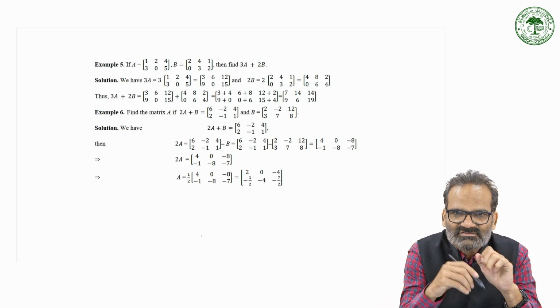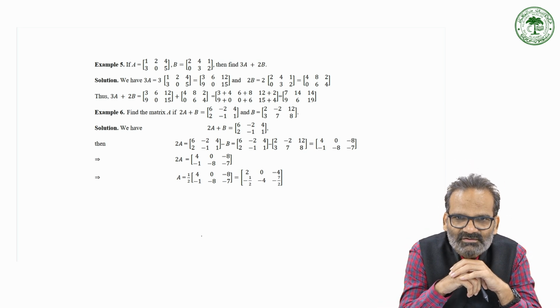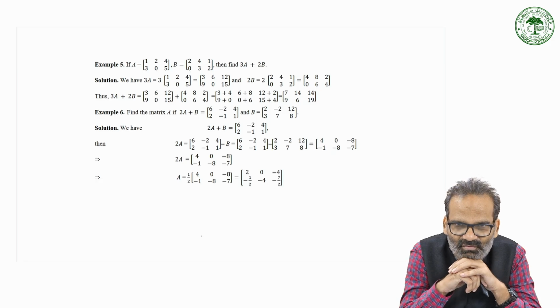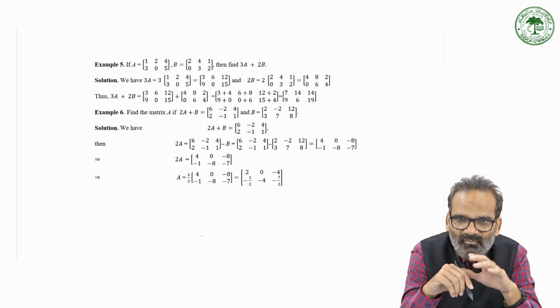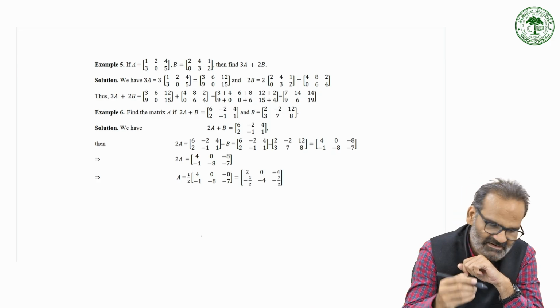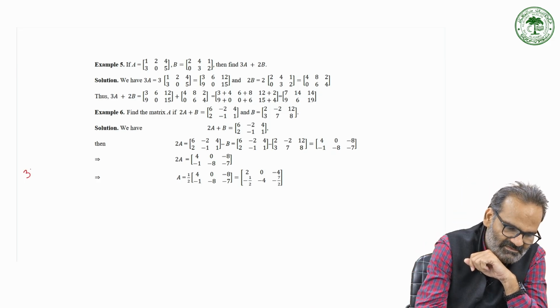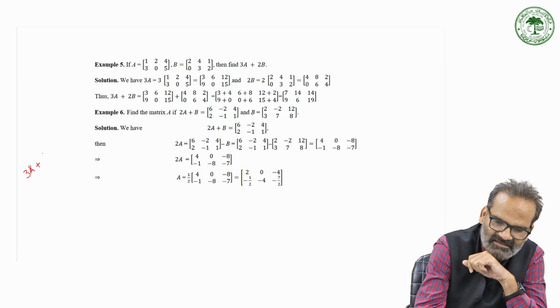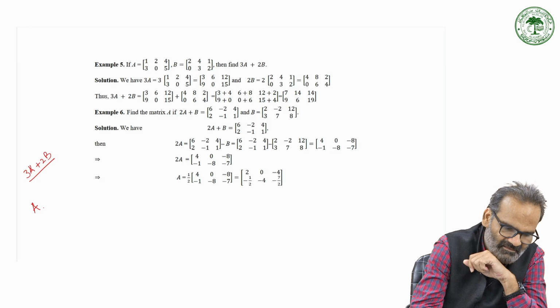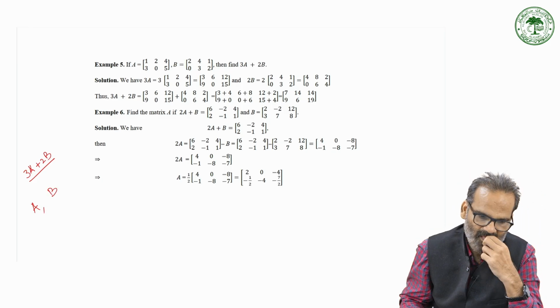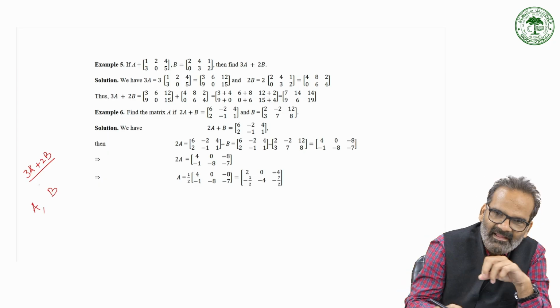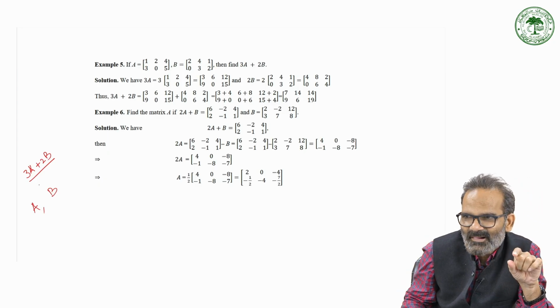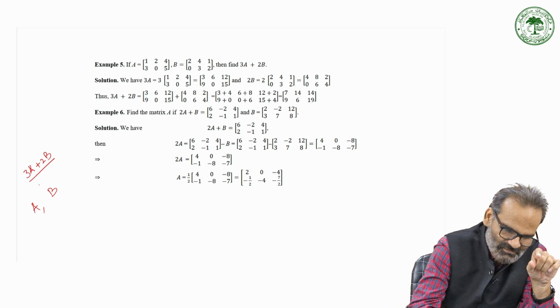If A is equal to the matrix 1 2 4 3 0 5, B is equal to 2 4 1 0 3 2. Find 3A plus 2B. See, you have to find out 3A plus 2B. Try to understand the concept. What is given? A is given and B is given, right? So what is 3A? 3A means scalar multiplication of the matrix A with 3. How will you calculate 3A?